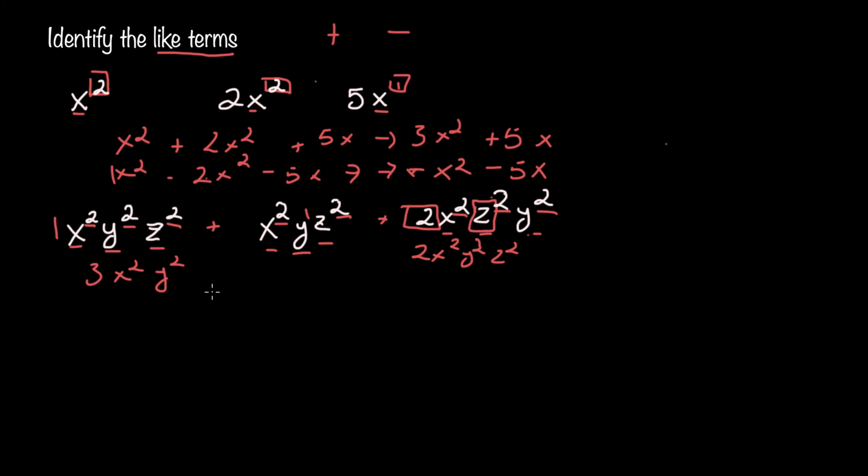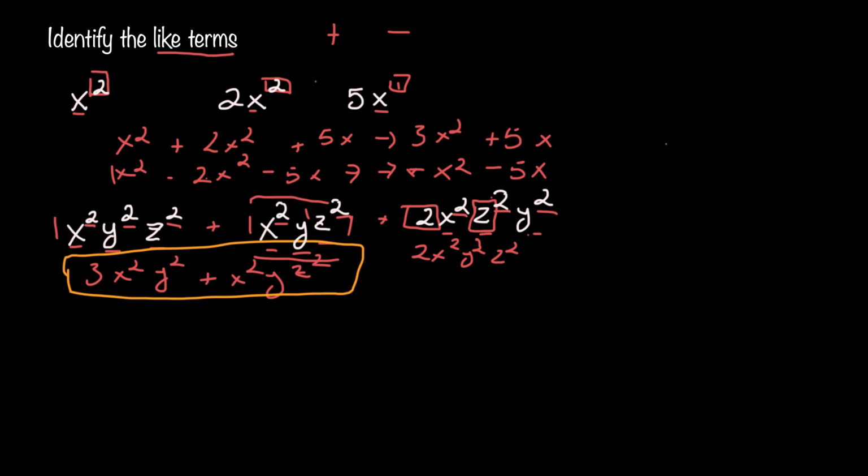So if we add that to this term right here, our final result is going to be x squared y to the power of 1. We don't write the 1, and we're going to get z squared. So this is going to be our final answer when we add.